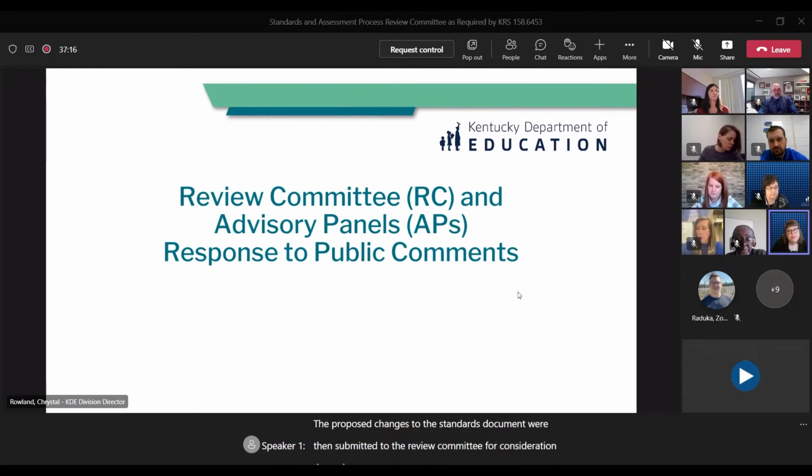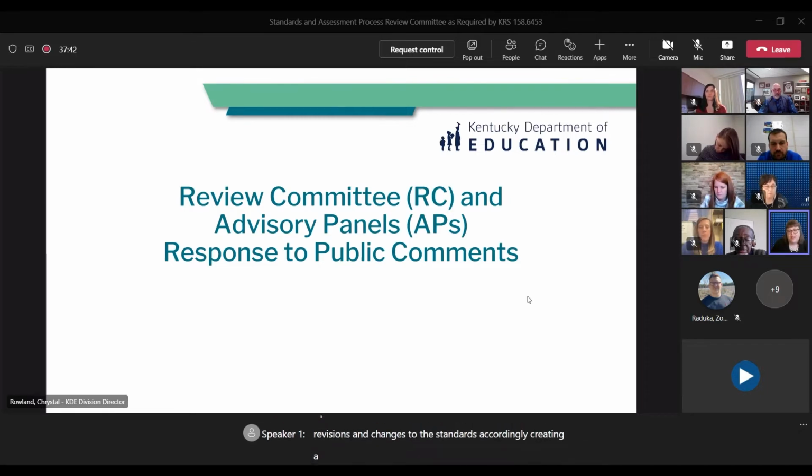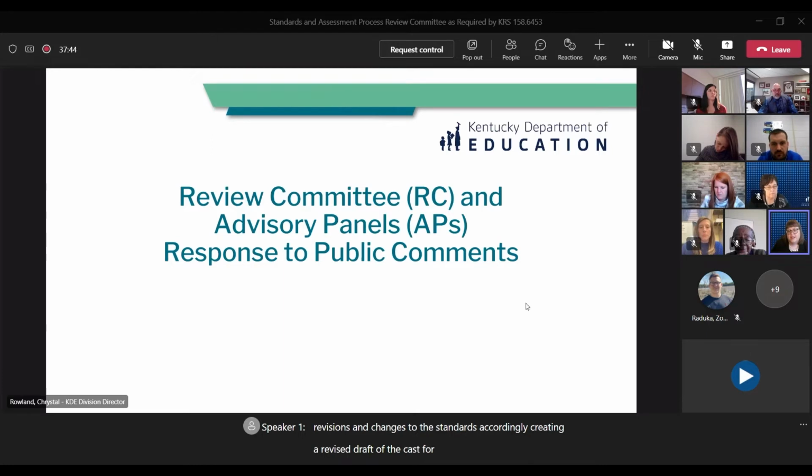The review committee members were also provided with those same materials, the survey, the current research related to science standards, other state standards, crosswalks, as well as research-based standards frameworks to help inform and guide the changes and adjustments regarding the current CAS for science. Upon review of the materials, the review committee made revisions and changes to the standards accordingly, creating a revised draft of the CAS for science. The draft standards were then submitted to AIR for the creation of a public comment survey.